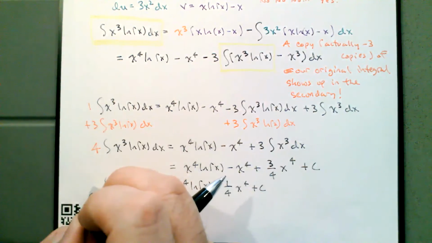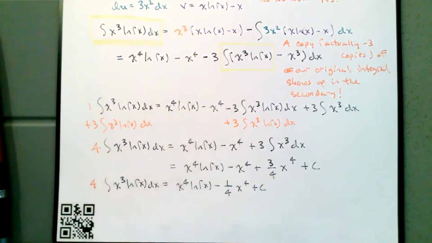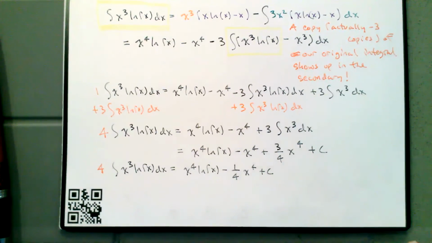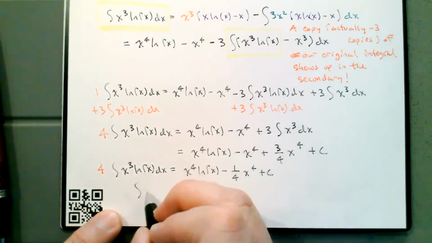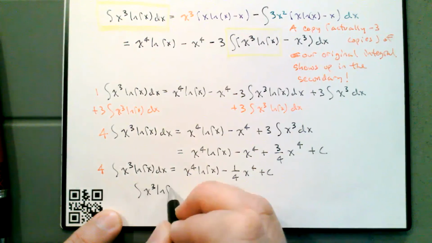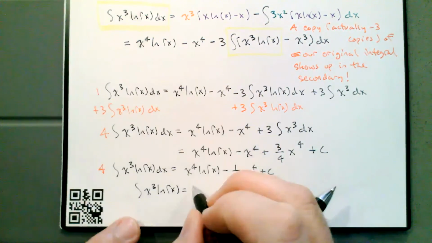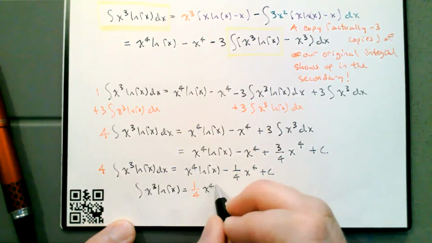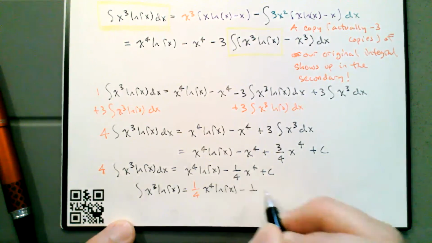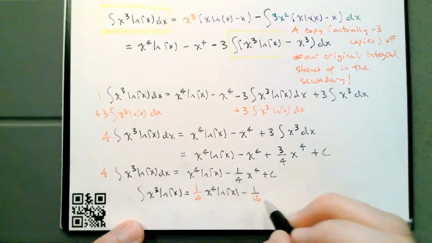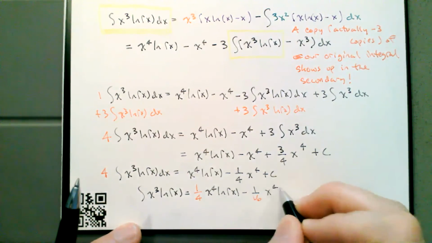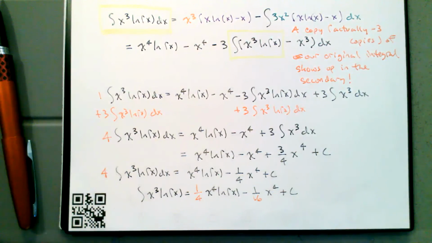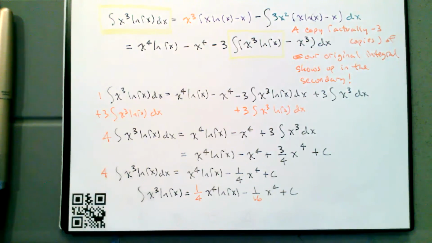But that's for 4 copies of x cubed natural log of x. If I just want 1 copy, I divide everything by 4. So the integral of x cubed natural log of x is 1/4 x to the fourth natural log of x minus 1/16 x to the fourth plus c. Which is what we had before.